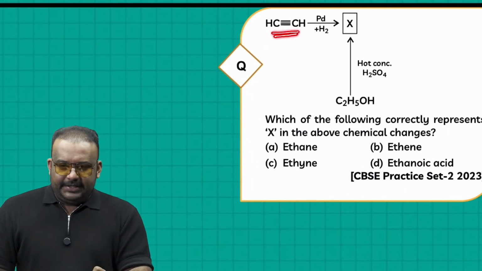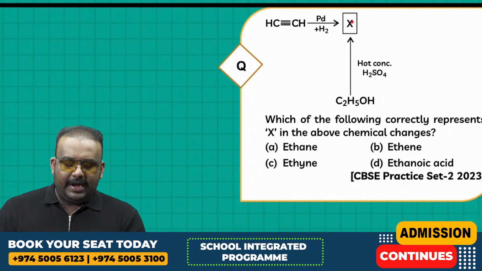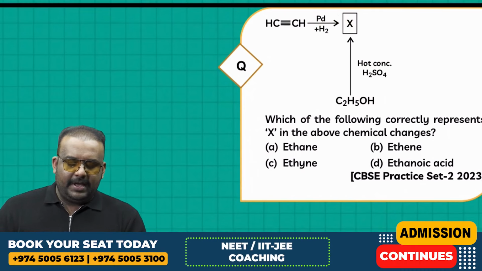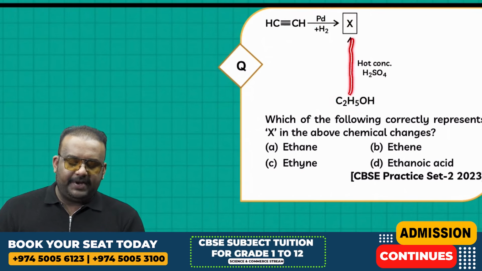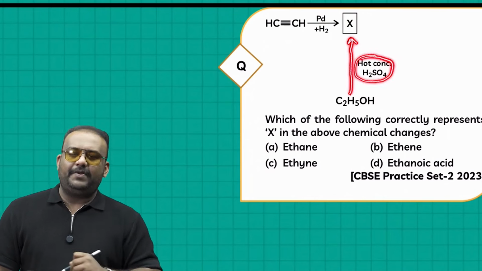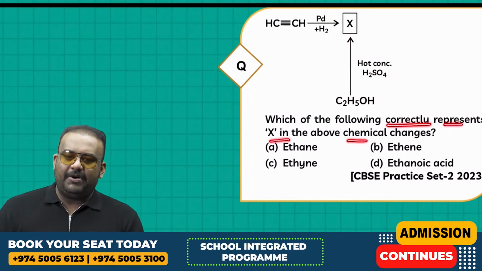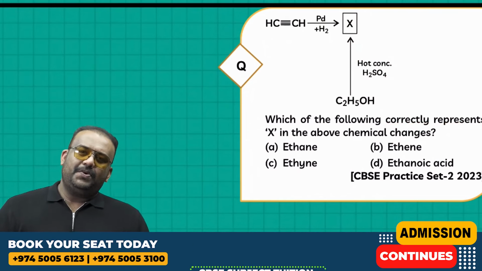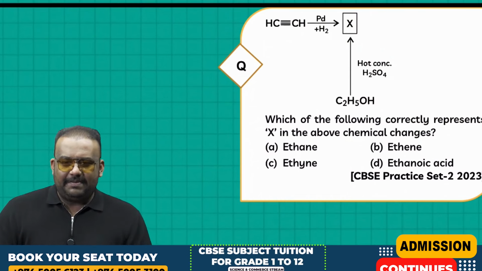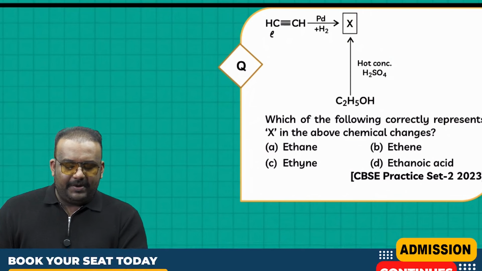CH triple bond CH, added hydrogen in presence of palladium, and I got a compound X. And this compound X is also obtained by treating C2H5OH with hot concentrated sulfuric acid. Which of the following correctly represents X in the above chemical changes? Again, something related to the chemical reactions that we learned in the chapter carbon and its compounds, right? So you can see that the first compound is ethyne.